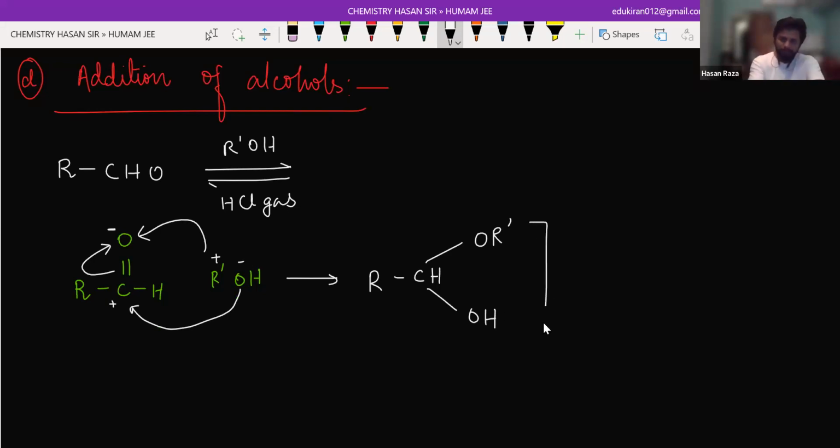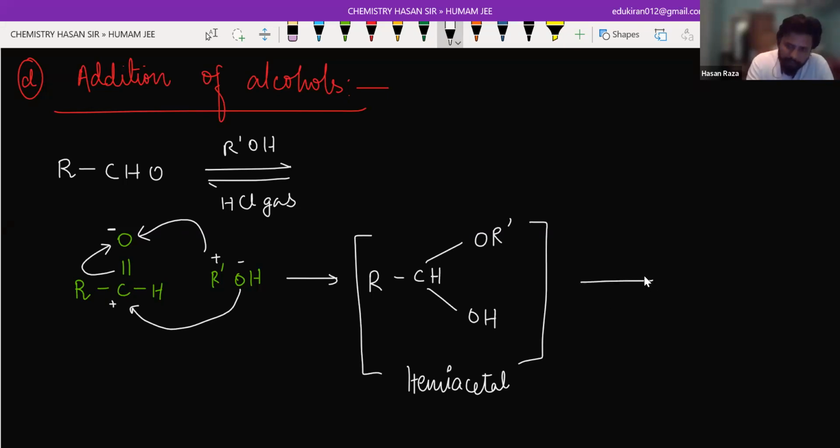Tell me, is there any doubt? And this is called hemiacetal. They can directly ask you what is hemiacetal, so this is how you are going to explain. After this, if you are going to again react with R dash OH in the presence of acid, what will happen?